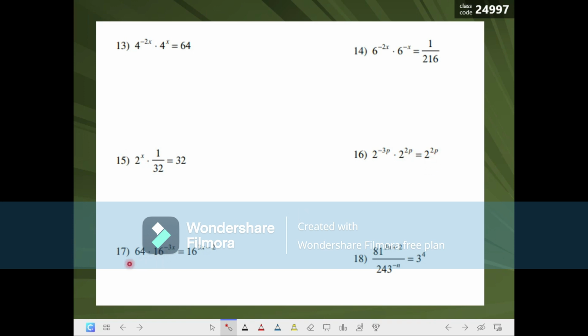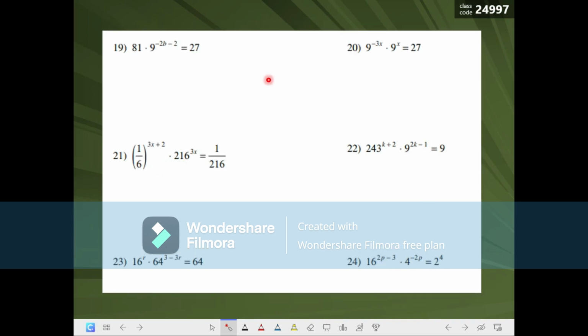Number 17. 64 times 16 to the power of negative 3x is equal to 16 to the power of 3x minus 2. Number 18. 81 to the power of 3n plus 2 over 243 to the power of negative n is equal to 3 to the power of 4. Number 19. 81 times 9 to the power of negative 2b minus 2 is equal to 27. Number 20. 9 to the power of 3x times 9 to the power of x is equal to 27.